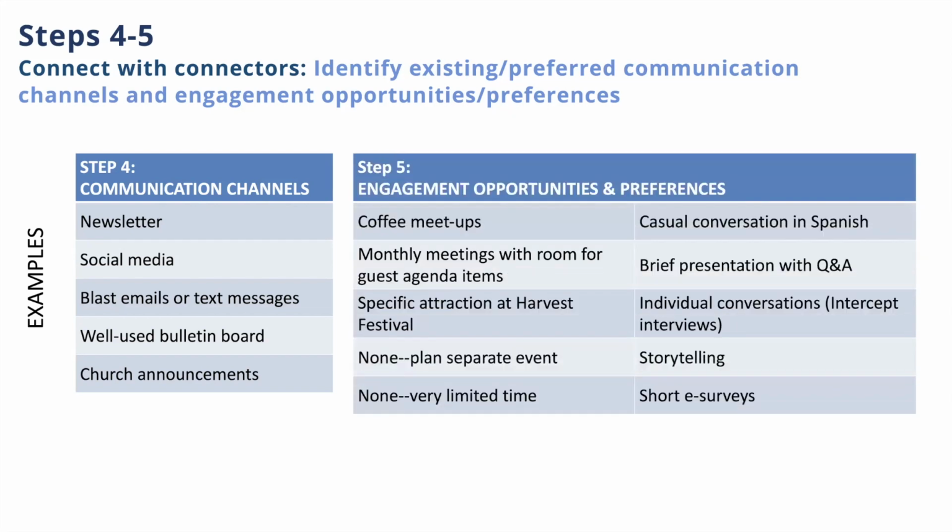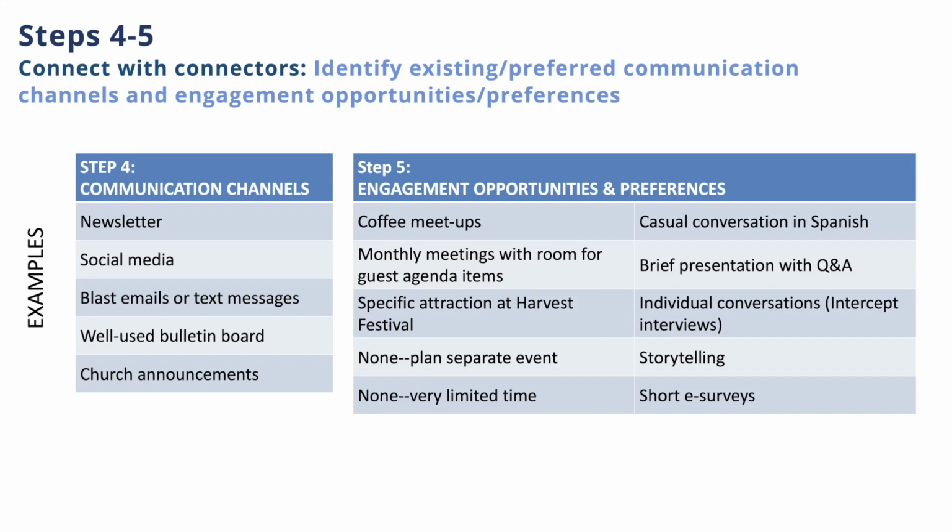Then you can talk about engagement opportunities and preferences. By engagement opportunities, I mean events, meetings, and other places where people in an affinity group or network are known to gather or visit, where you may be able to talk with them, hear from them, or learn from them in some way. It is possible that this doesn't exist for a group. In that case, you'll need to plan a separate event or plan to reach folks through a brief survey, depending on what you learn about the group's preferences.